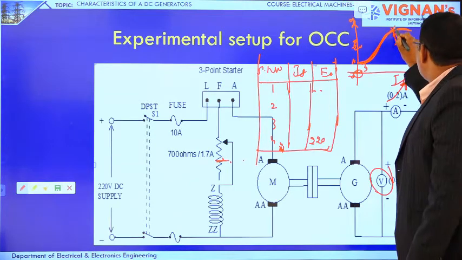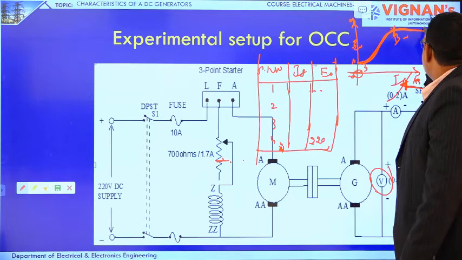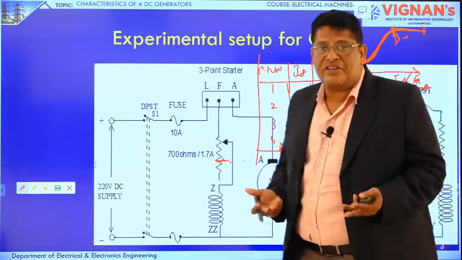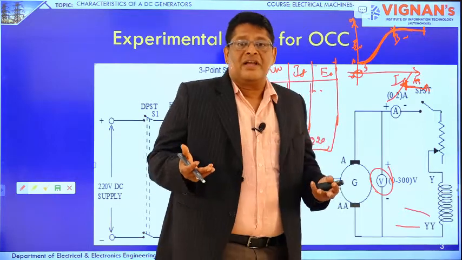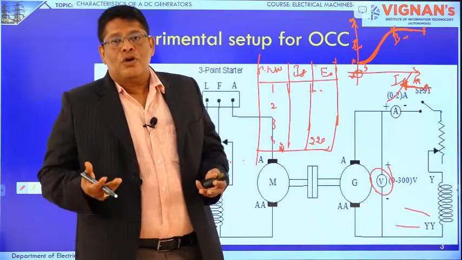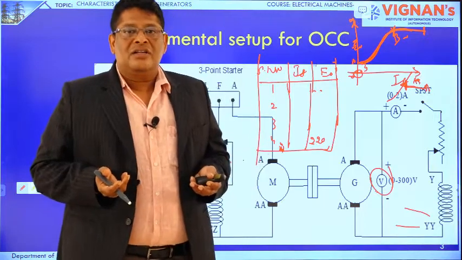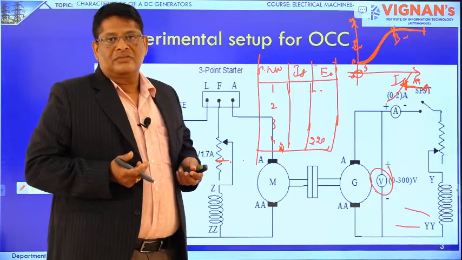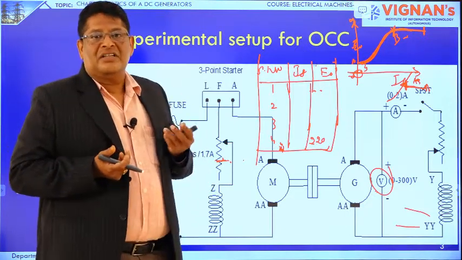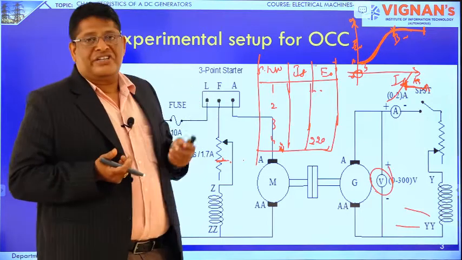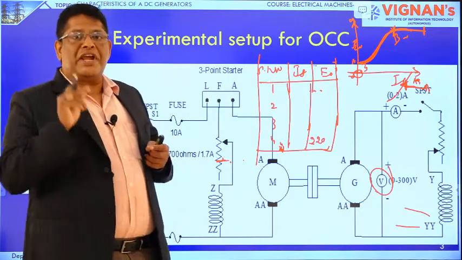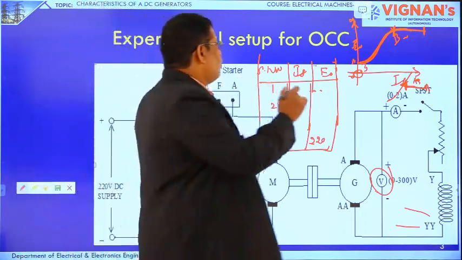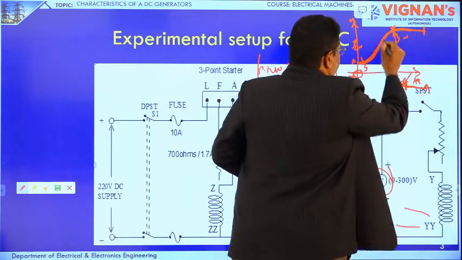Again, from point B onward, this is the saturation region. What is the meaning of saturation? It means the machine is saturated. Even though you are increasing the field current, there is no increment in the voltage induced in the generator. That means the generator is saturated. We never operate any machine in saturation. We always try to operate in the linear region only, from this point to this point.